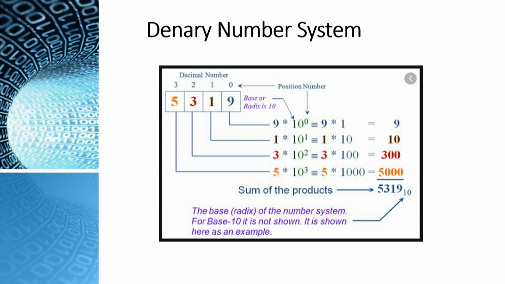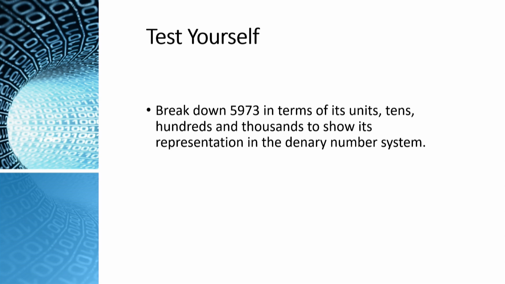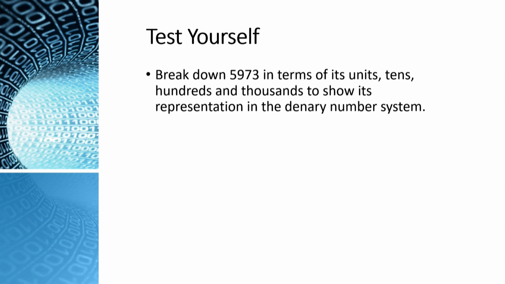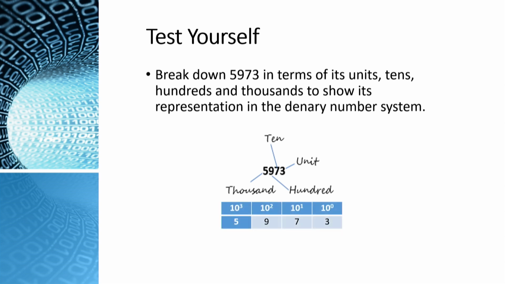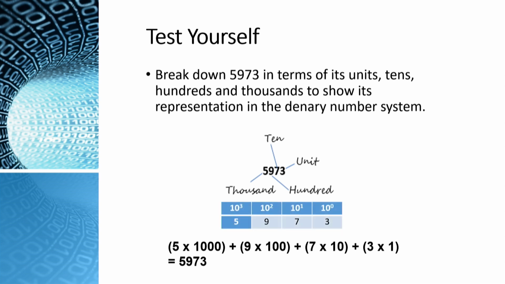Similarly, 5, 3, 1, 9 reads as 5319. Time to test yourself. Break down 5, 9, 7, 3 in terms of its units, tens, hundreds, and thousands to show its representation in the denary number system. Five, 9, 7, 3 means 5973.